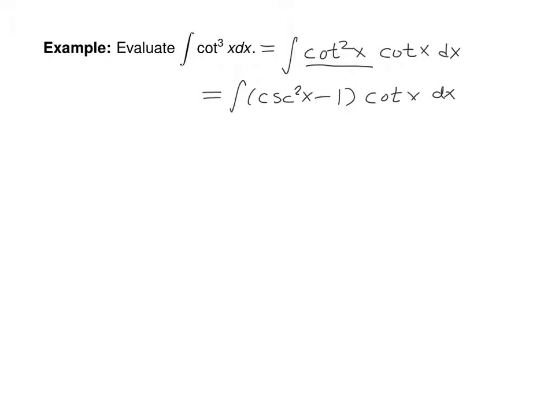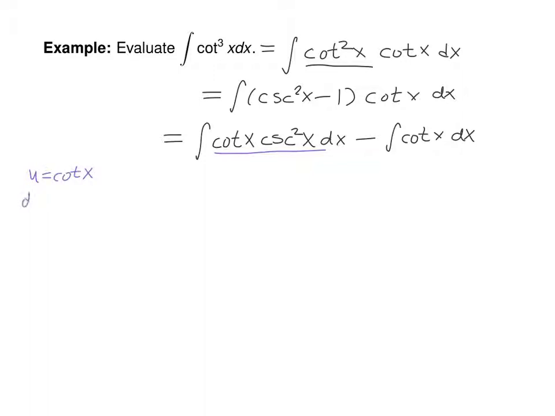Now, a plain old substitution at this point doesn't work because the derivative of cotangent is cosecant squared, not cosecant squared minus 1. So at this point, let's distribute that cotangent and break it into two integrals. We have the integral of cotangent x times cosecant squared x dx minus the integral of cotangent x dx. Now this first one is so deceptively simple, it's easy to think that it can't possibly be this way. For this first one, you actually let u equal cotangent. And the reason is the derivative of cotangent is negative cosecant squared x.